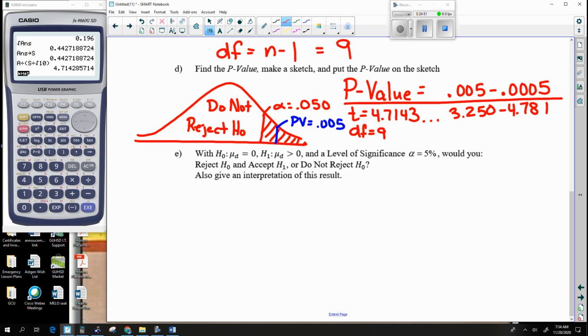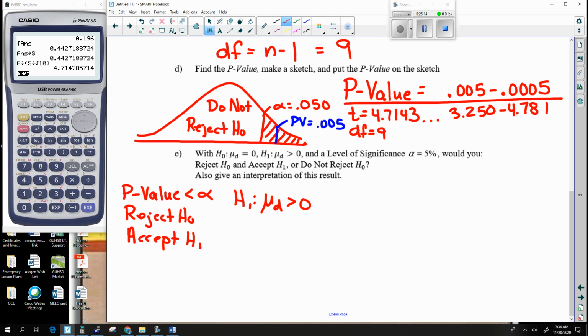Okay, our three-part answer here. We begin with the comparison of the p-value to the alpha, which means we reject H naught and accept H1. Okay, so we're taking the answer H1. H1 is saying mu of D is greater than 0. Mu of D is x1 minus x2. Thus, x1 is greater than x2. Right, so here we have a definitive result that x1 is greater than x2.